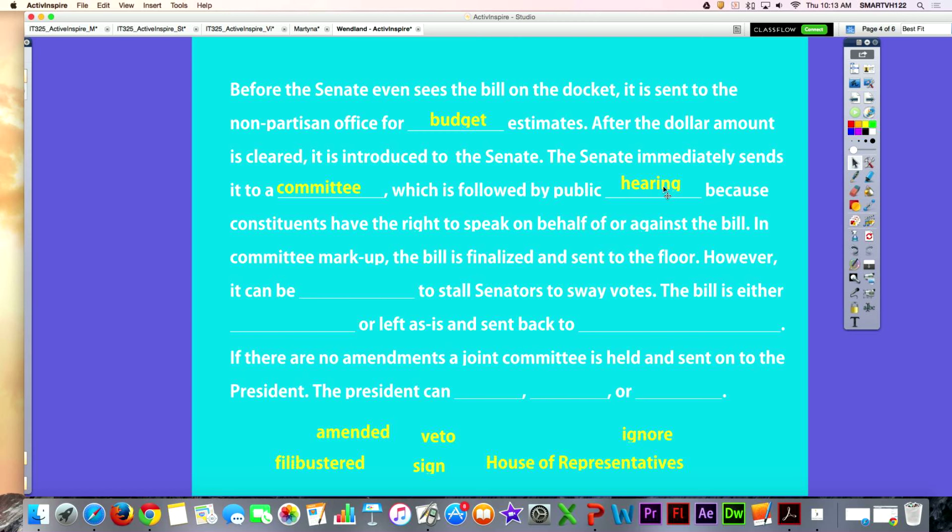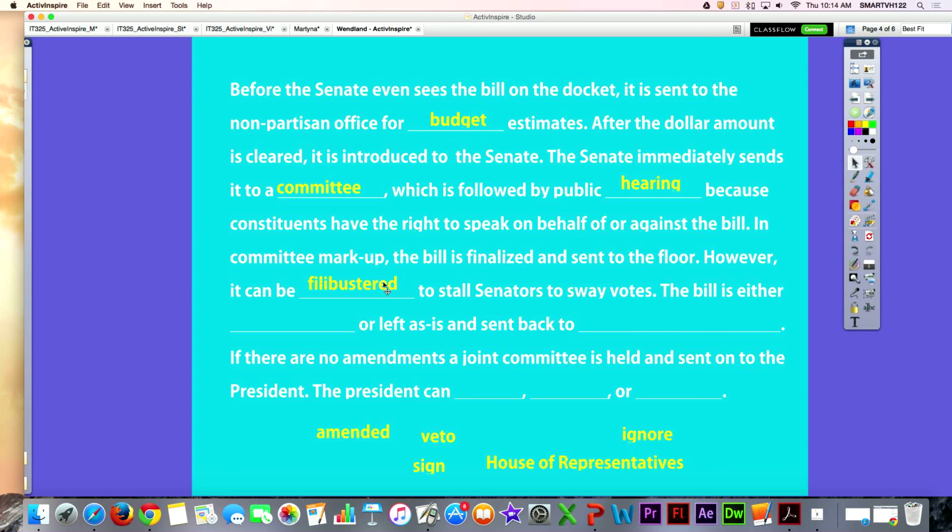People have the right to come in and say, well, this impacted me personally, and this is why it should go into action. Just like it says, because constituents have the right. So in committee markup, the bill is finalized and sent to the floor. However, it can be filibustered, and what happens is a senator has the right to maintain the floor for as long as he wants. And it takes 60% of the votes on the floor to end the filibuster, and that's not even voting on the bill.